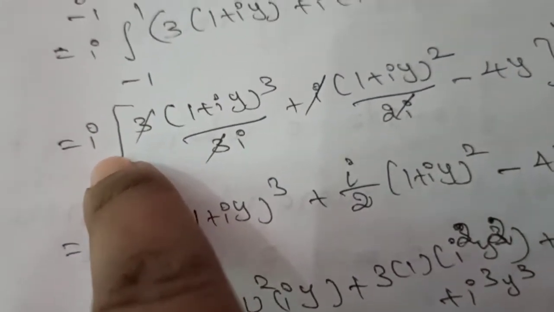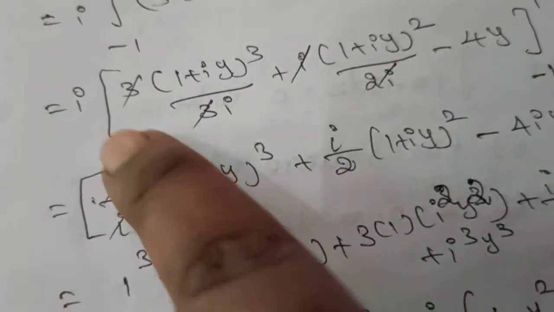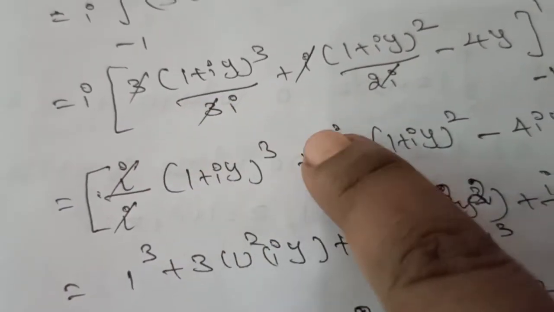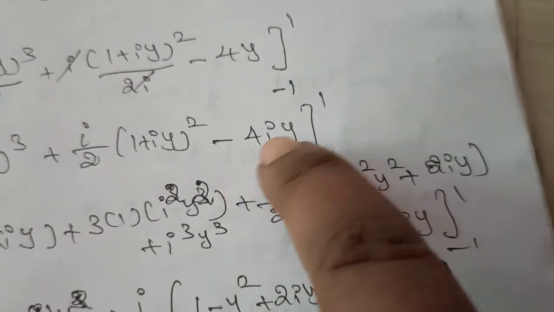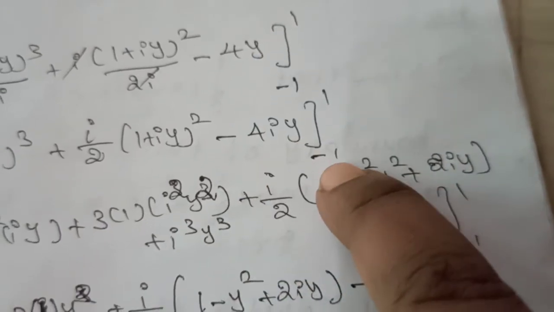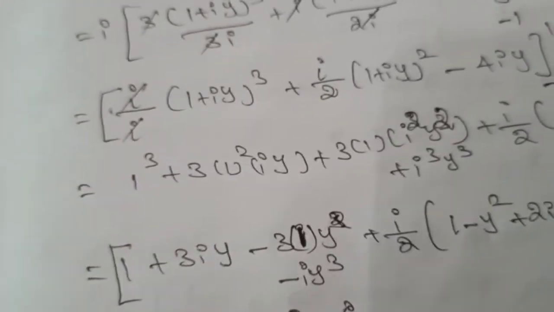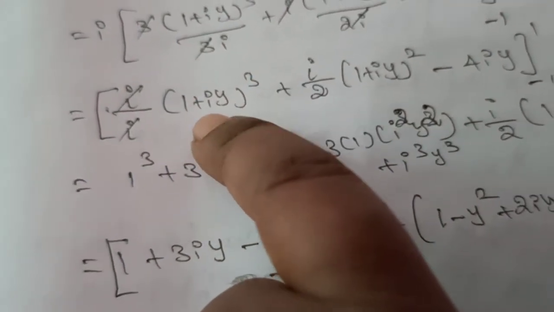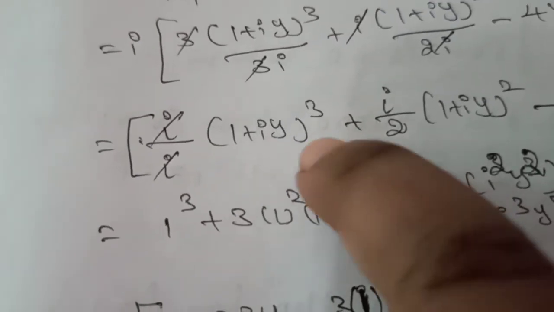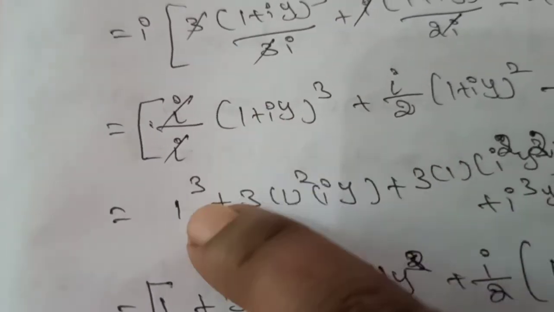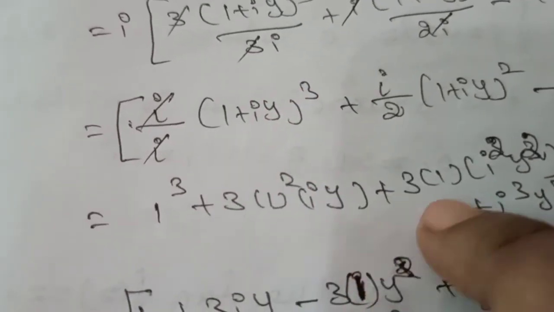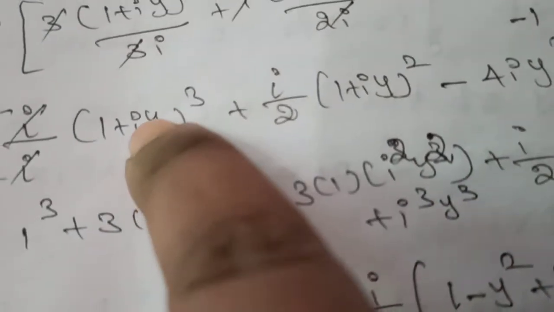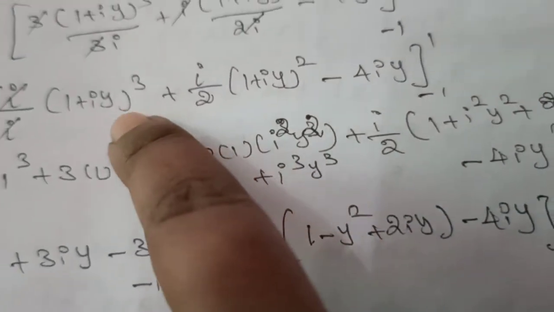Next, multiply the outside i value with each and every term: i divided by i times (1 + iy) the whole cube, plus i by 2 times (1 + iy) the whole square, minus 4i times y, 4iy, with the limits minus 1 to 1. Now use the formula (a + b) the whole cube for the first term: a cube, that is 1 cube, plus 3a square b, that is 3 times 1 square times iy, plus 3ab square, 3 times 1 times i square y square, plus b cube, that is i cube y cube.